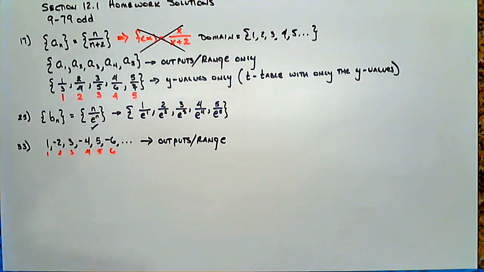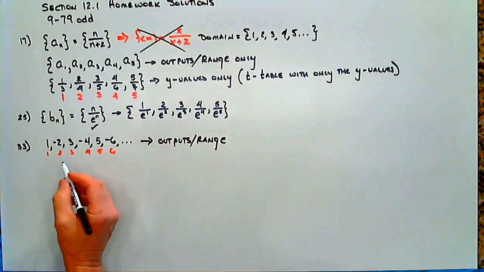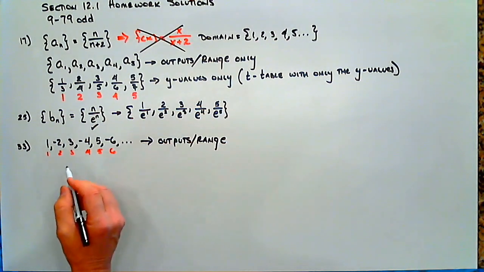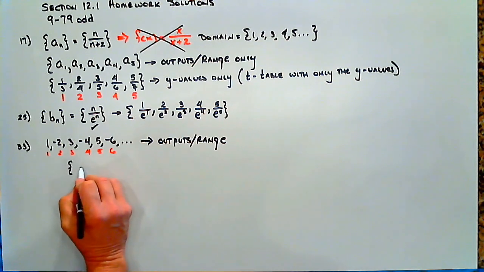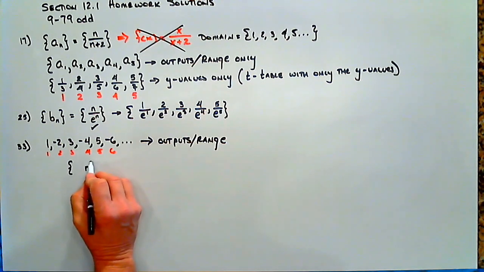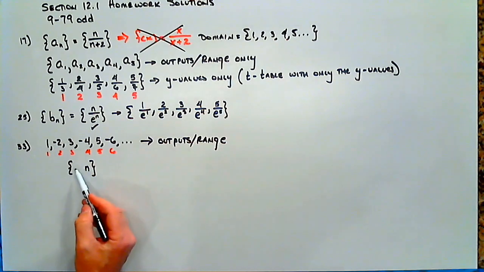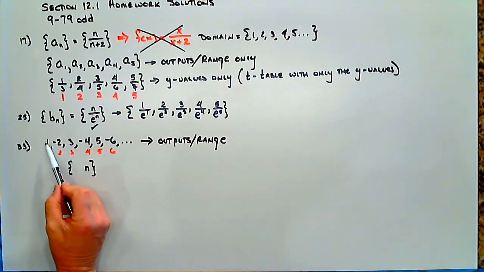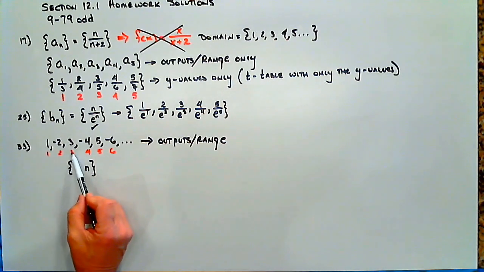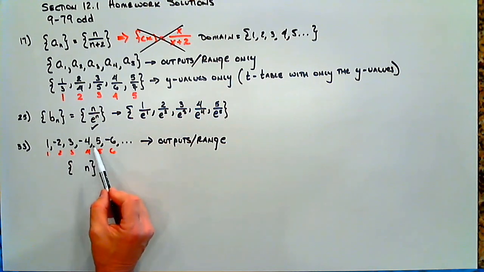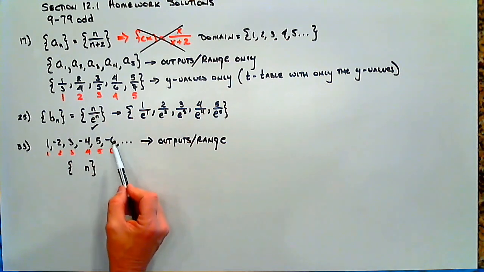So that gives us a pretty clear hint on what we're doing here, right? It looks like our general term is just n, doesn't it? But it's a little different than that. That's why I left some space. When I plugged in a 1, I got a 1. When I plugged in a 2, I got a 2. When I plugged in a 3, I got a 3. When I plugged in a 4, I got a 4. When I plugged in a 5, I got a 5. When I plugged in a 6, I got a 6.